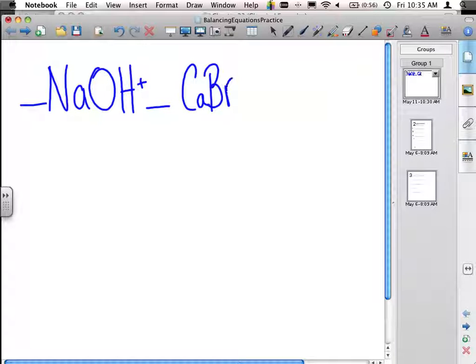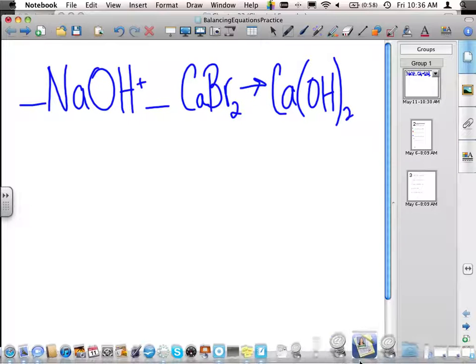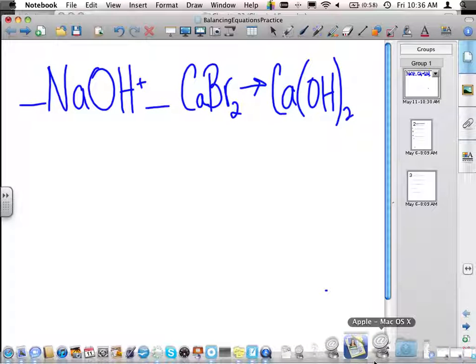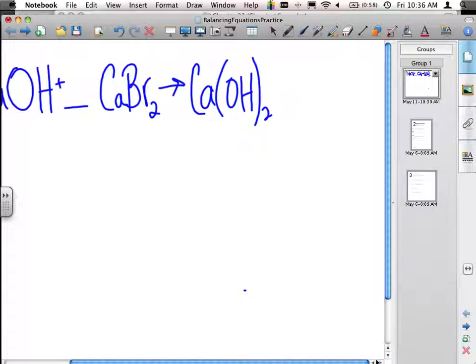How about the second compound? Calcium. Calcium bromide. Pretty good method for writing them out, like the ones and the twos. Makes it a lot easier.